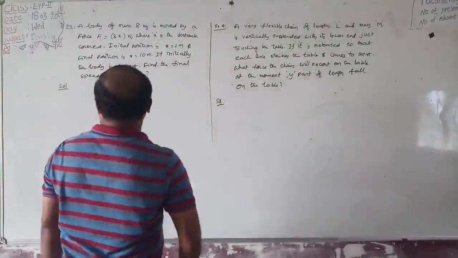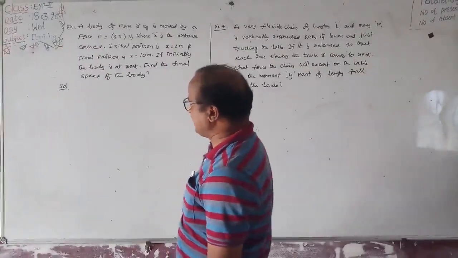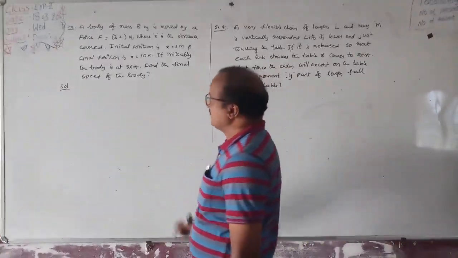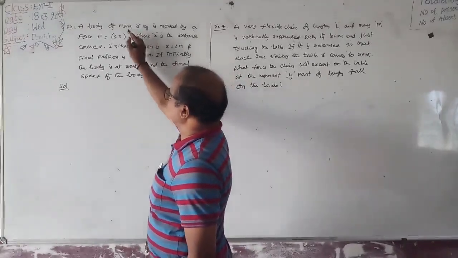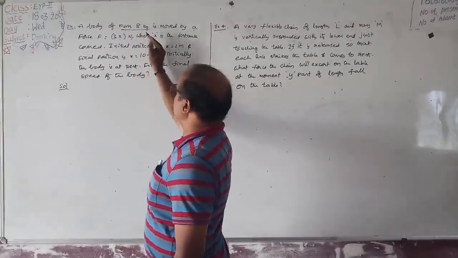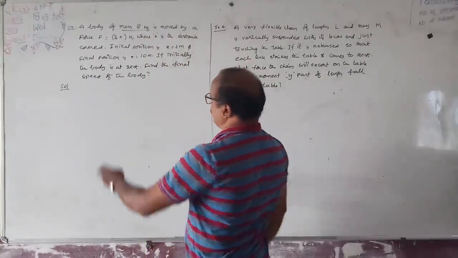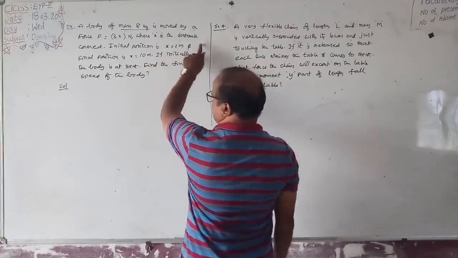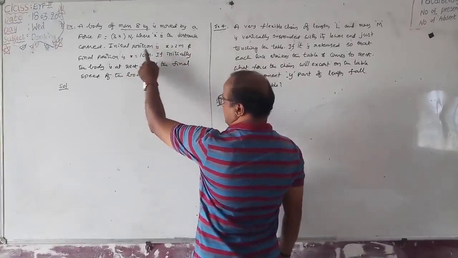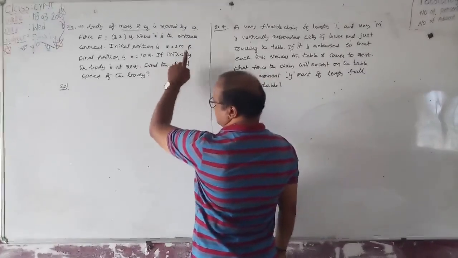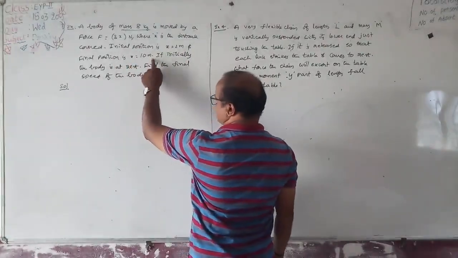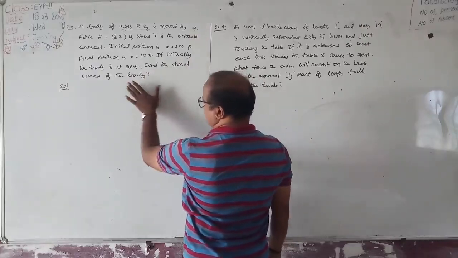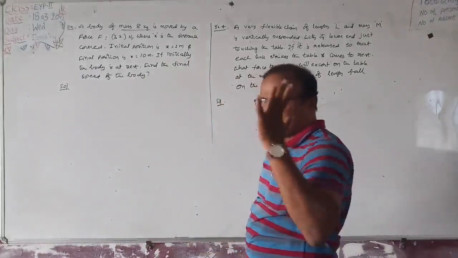My dear students, here there is one more example corresponding to the same formulas or same concept. A body of mass 8 kilograms is moved by a force F equal to 3x newtons, where x is the distance covered. Initial position is x equal to 2 meters, final position is x equal to 10 meters. If initially the body is at rest, find the final speed of the body, same as the above problem.